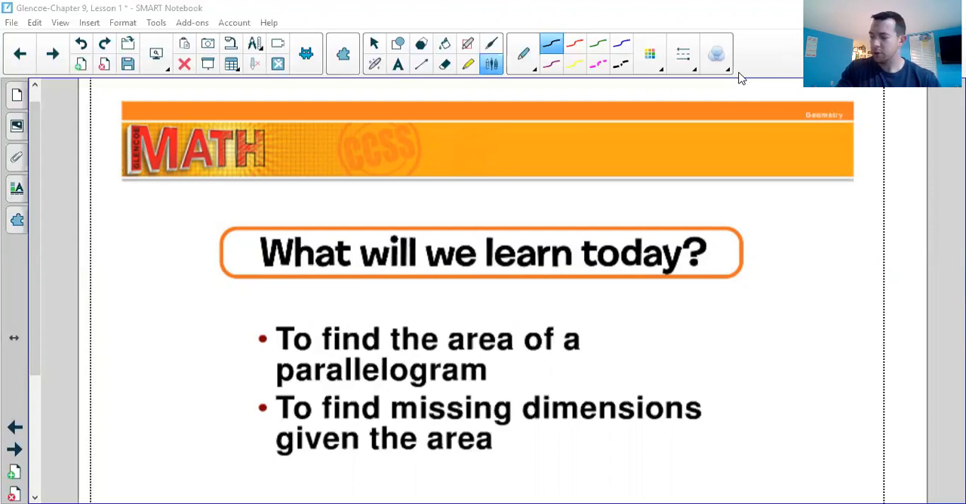I got a special new tool that helps me draw on here, so I'm still learning how to use it, so bear with me if it looks a little sloppy.